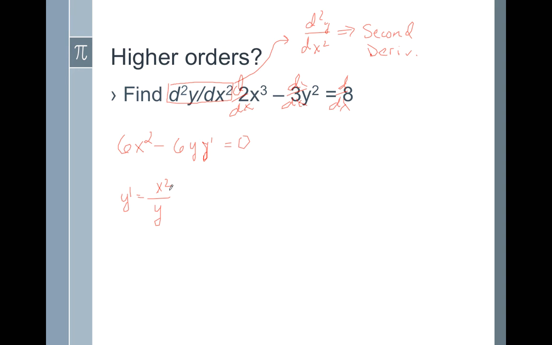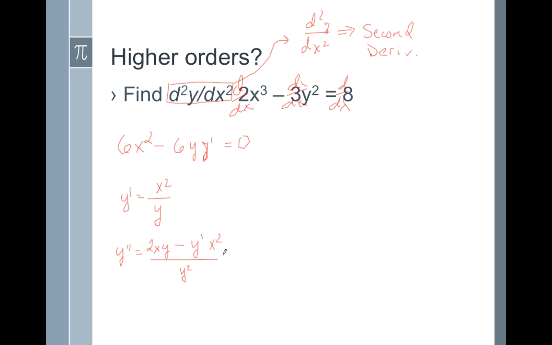Well, that's only the first derivative. Now we need to find the second derivative. So the second derivative is going to be y double prime. And now since I have y prime equals this function, I can just find the second derivative. And that's a quotient, so I have to use the quotient rule. So it's the derivative of the top times the bottom minus the derivative of the bottom, which is y prime, times the top, all over bottom squared.